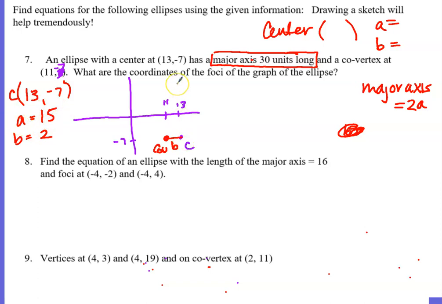So we said our vertices are 15 units long. So if we wanted to sketch it, we could. We don't actually need to, guys. Remember, I said all we need is the center, A and B. So we have the center, we have A, and now you know the distance from center to co-vertex, which is B, is 2. You're ready to write the equation.